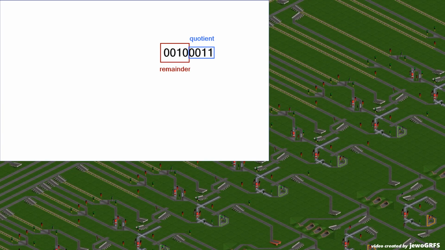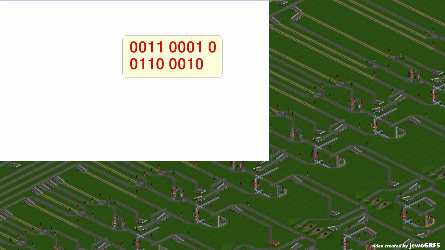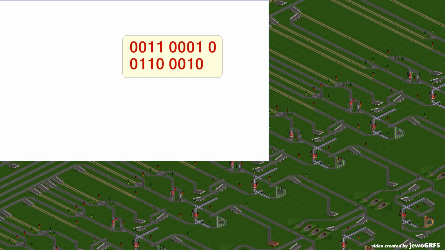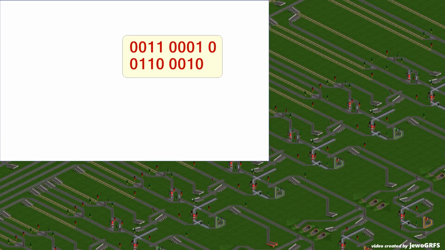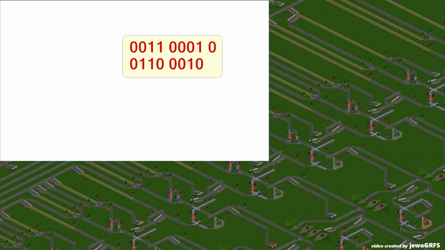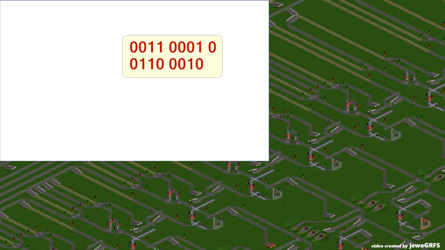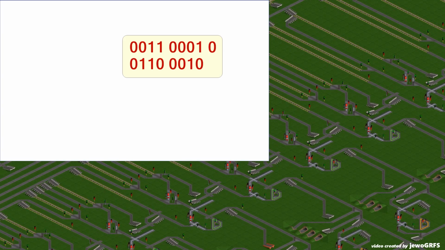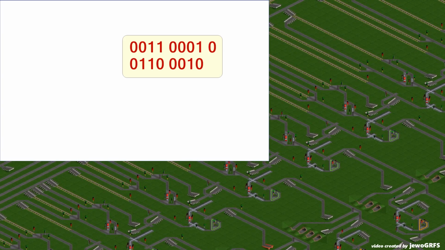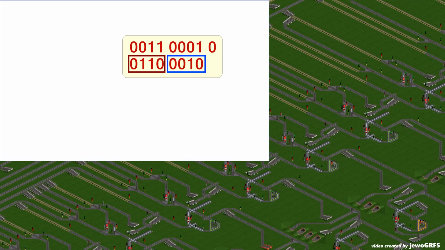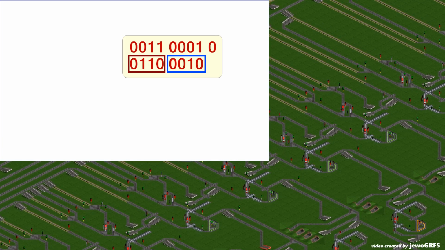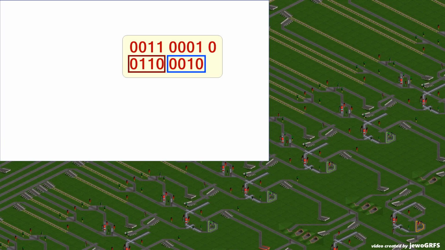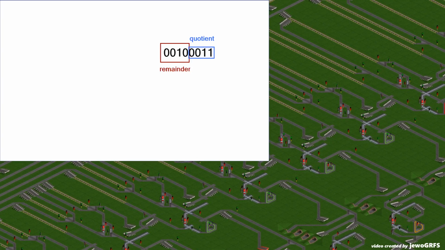In case that our last quotient bit is 0, we would not replace that brown rectangle, but instead we will just shift all those 3 elements, the green register, blue register, and the quotient 1 bit to the left. Our result will be like previously, a quotient in blue and remainder in brown rectangle.